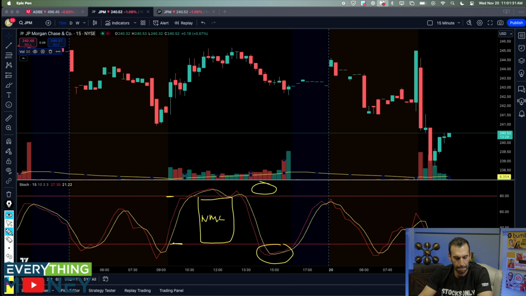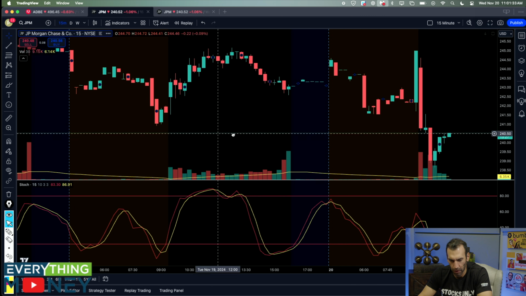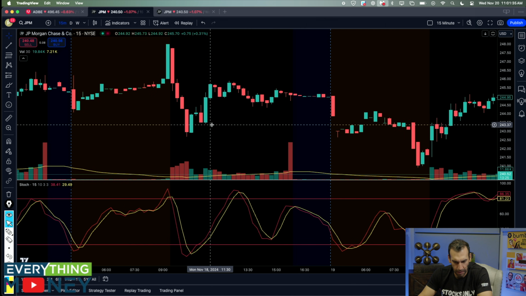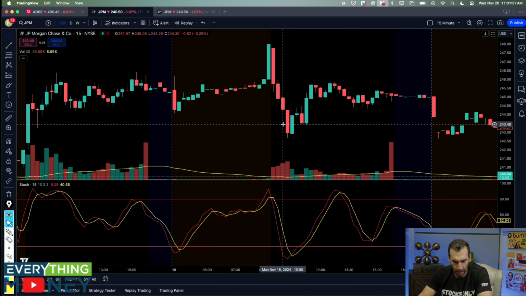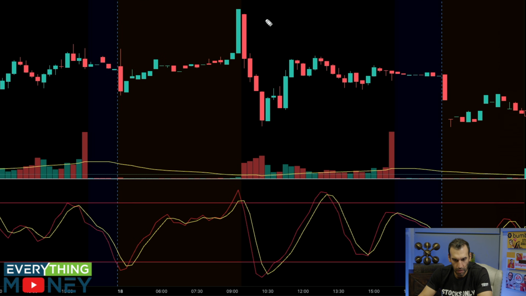So let's see if we can find something on JP Morgan. Nothing there. Oh, okay, so right here. You have a stock that broke down in the morning, broke down later in the morning, and you finally got an engulfing candlestick around here, about 10 o'clock. And where were you? You were down here below 20%. That is your sweet spot. That's where you execute the trade.